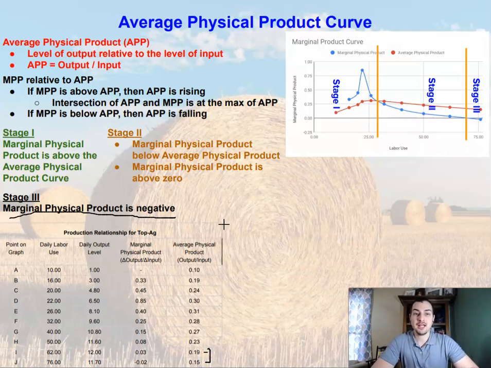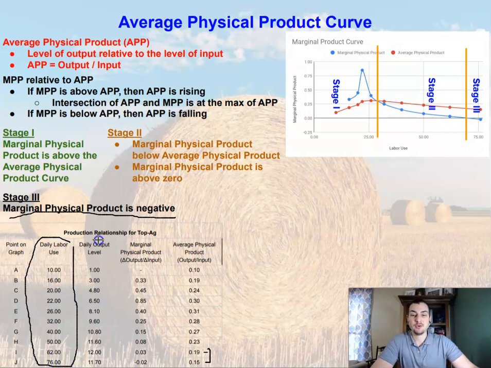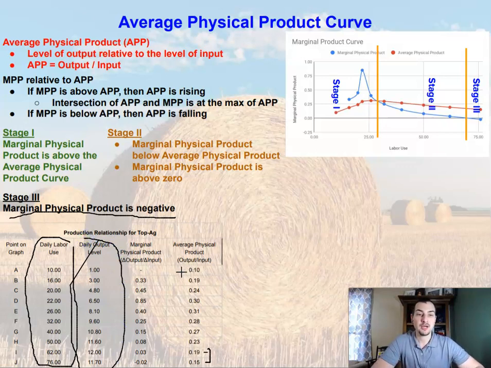So I've got a challenge for you. I want you to take these daily labor use and daily output numbers, put them into a table, and I want you to calculate marginal physical product. I want you to calculate average physical product, and I want you to try and see if you can graph all three on the same graph, or at the very least graph marginal and average physical product together, and really start to dive into these numbers and see if you can get the same numbers and draw out these graphs yourself and see how they are actually working.